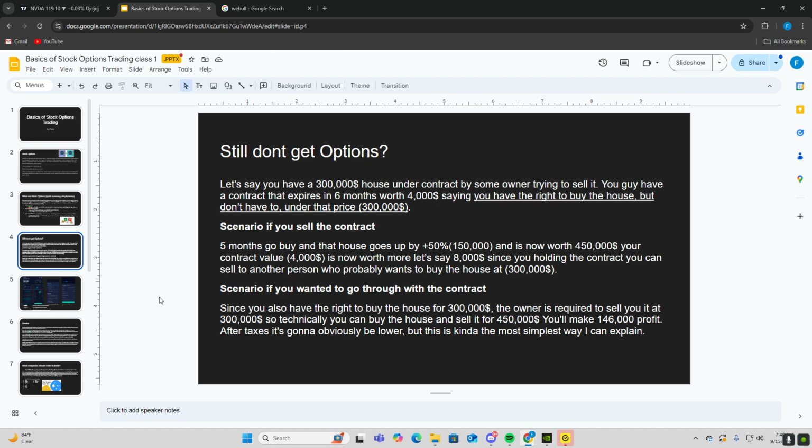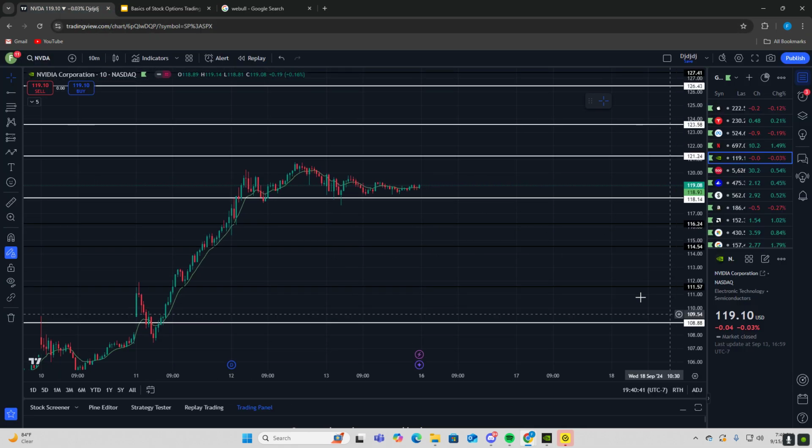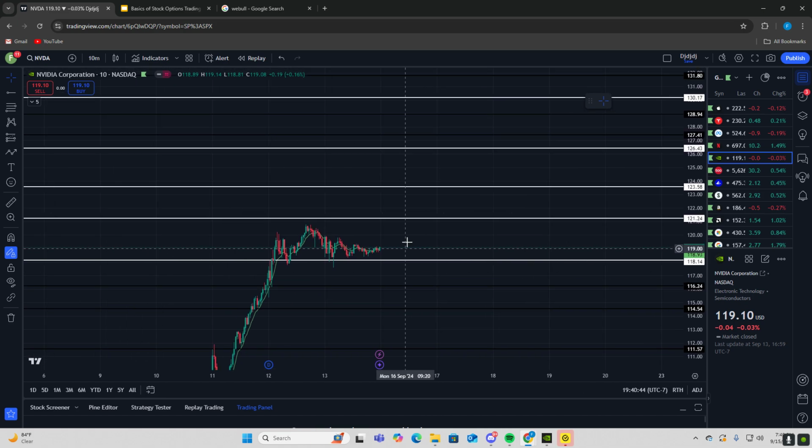And yeah, then you have the second scenario. Say you want to actually buy the house for 300,000, the owner's required to sell it to you at 300,000. So technically you could buy the house at 300,000 and then sell it for 450,000, which is how much the house is now worth after those 5 months that went by. You'll make 146,000 profit, and after taxes it's obviously going to be lower, but this is the simplest way I could explain it. So it takes this house example, but in a stock options and stock example.